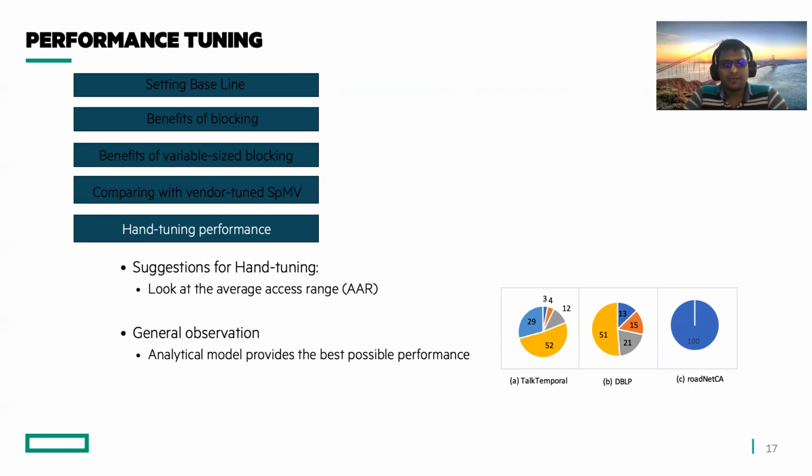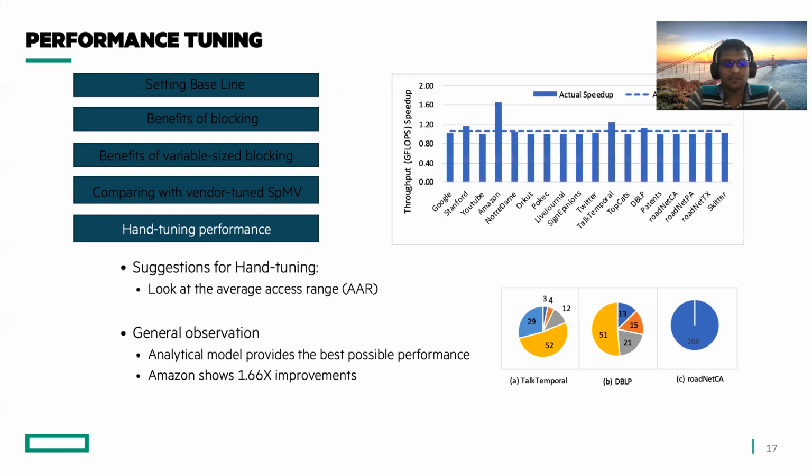For most data sets, the hand-tuned performance obtained by directly looking at the average access range is almost similar to the performance from the analytical model's average access range values. Some data sets like Amazon get benefited, while most of the data sets are almost optimized using our analytical model. So we suggest looking at the access range for the CVB format to determine whether further tuning is required.